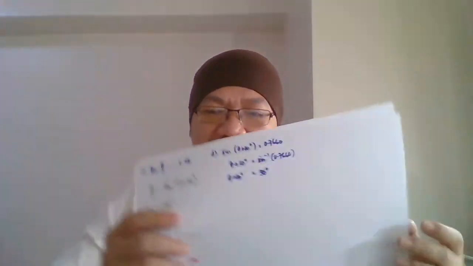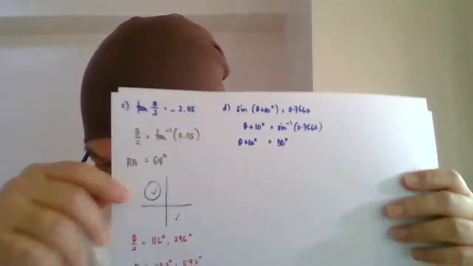So what remains on the left side will be theta plus 10 degree equals to sine inverse 0.7660. You will get 49.996. So 50 is the answer, 50 degree. Alright. Guys, this is the question what I call that?